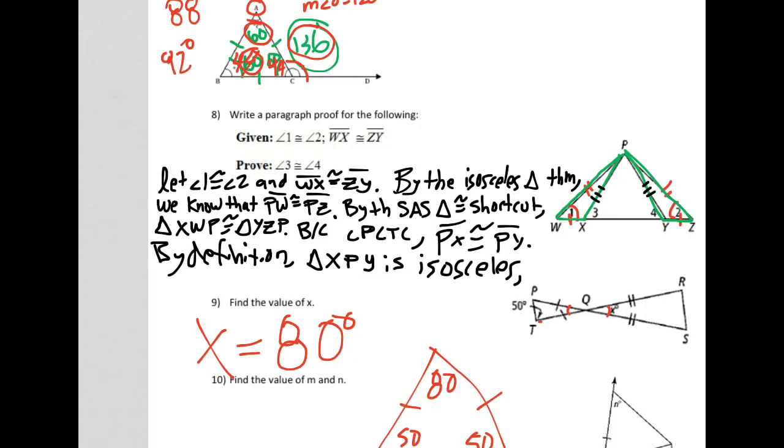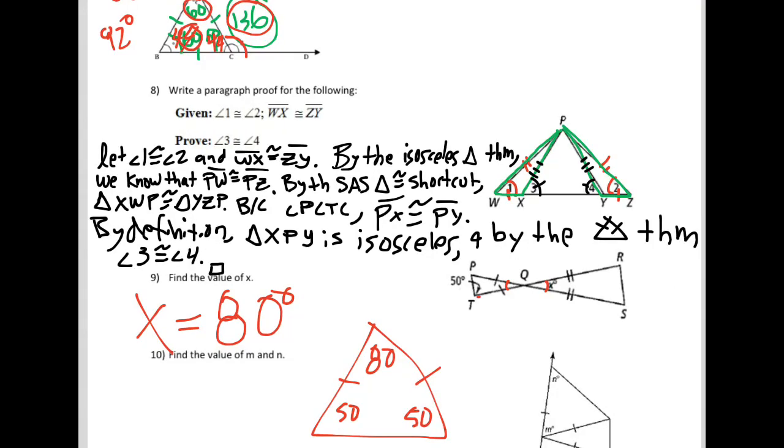And by the isosceles triangle theorem, the biconditional theorem that we've proven, angle 3 must be congruent to angle 4 because base angles are congruent. So I finished my proof, I fit it in this tiny little space, and I got to draw a box at the end, and my life is happy.